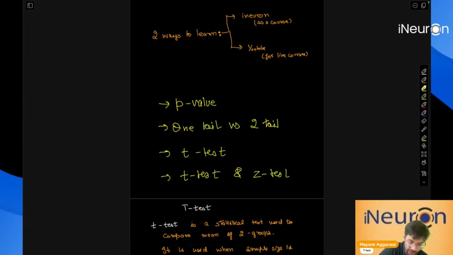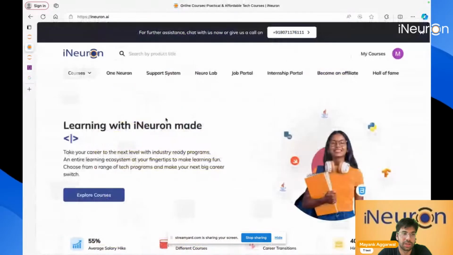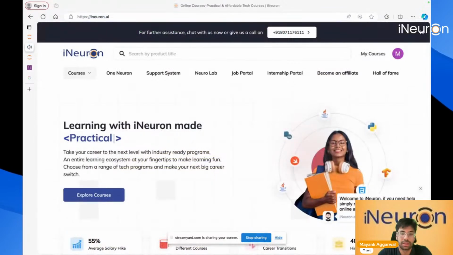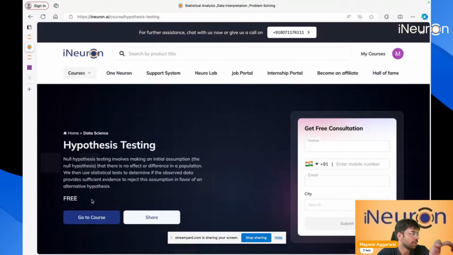So if anyone has any doubt, just let me know in the chat. Anyone has any doubt which is not clear, I hope you understood the same. You are gonna get these notes, and I'll show where you can download them. So when you go on this particular hypothesis testing page, once you have enrolled, it is going to take you to the course.